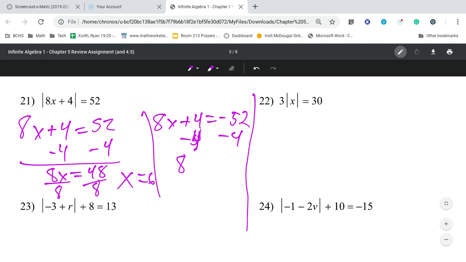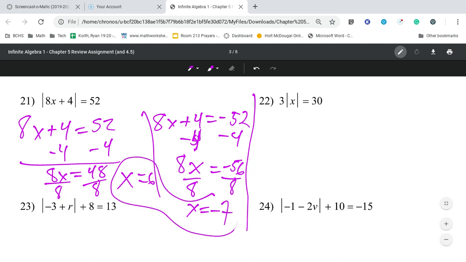It's not always super responsive for some reason. Equals negative 56. Divide by 8. X equals negative 7. So I have 2 answers for all absolute value problems. Only for absolute value problems or compound inequalities would I want to have 2 answers. Looking at 22.